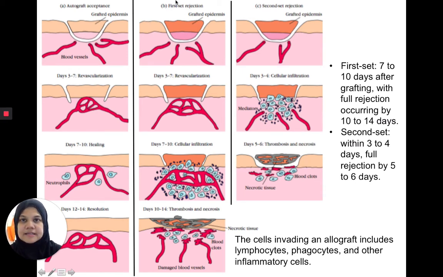Now in this case, in B, you have a grafted epidermis, perhaps not from the same person, and you observe a first set rejection. Around day 3 to 7, the first week, there is still some revascularization, but instead of resolving, after day 7 you start having cellular infiltration. That's the immune cells coming in, attacking that graft, and essentially killing it. So by day 14, instead of resolution, you have thrombosis and necrosis, blood clots and damaged blood vessels, and basically it didn't work. It was rejected. It's not accepted to join the rest of the skin.